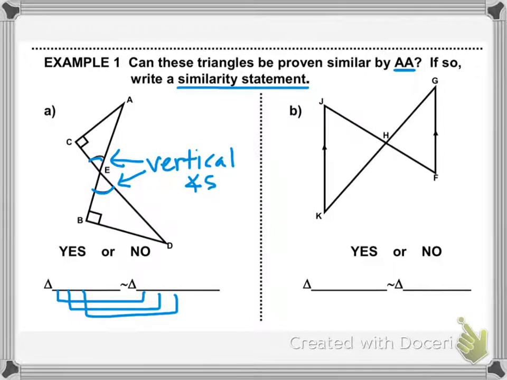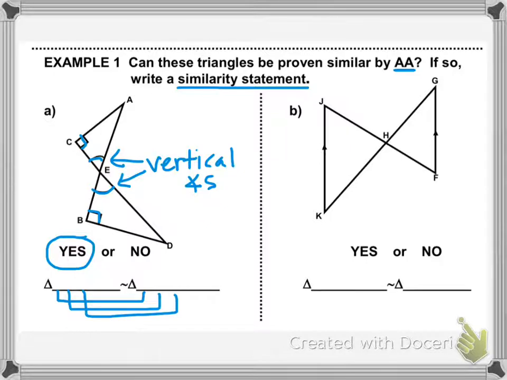So there's one pair. And then I see these little boxes. I know those represent 90-degree angles. Well, 2 angles that are both 90 degrees are also congruent. So I have 2 pairs of corresponding angles that are congruent. So by the AA similarity theorem, I can say, yes, these triangles are congruent.